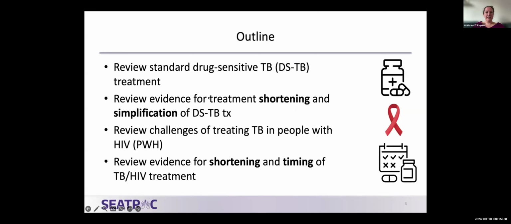So we're going to quickly review the standard drug-sensitive TB treatment. We're going to look at the evidence for treatment shortening and simplification of treatment for drug-sensitive TB.